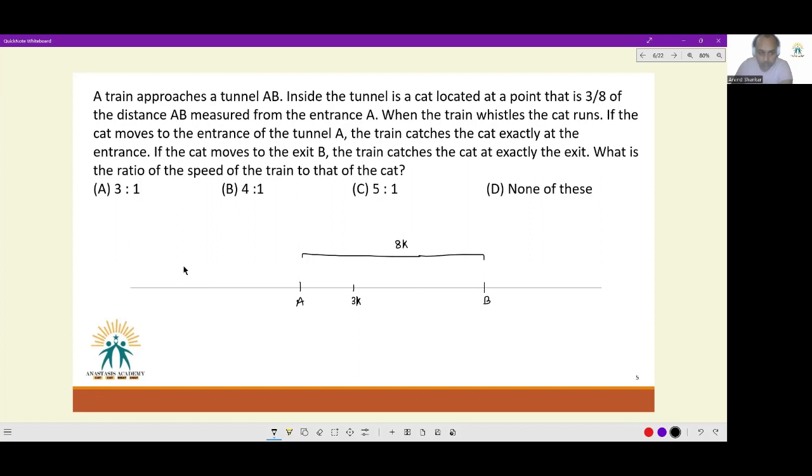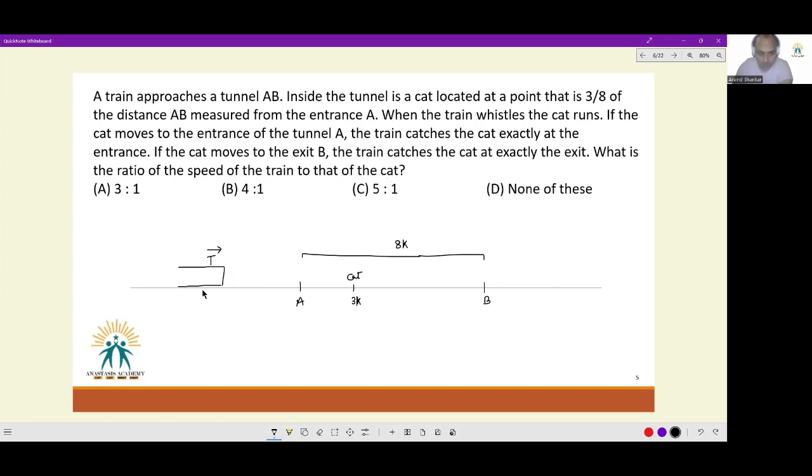The train that is approaching is somewhere here. The train is moving this way. This is where we have our cat. Now, when the train whistles, the cat runs. The cat moves to the entrance A of the tunnel. The train catches the cat exactly at the entrance. If the cat moves to exit B, the train catches the cat at exactly the exit. What is the ratio of the speed of the train to that of the cat?